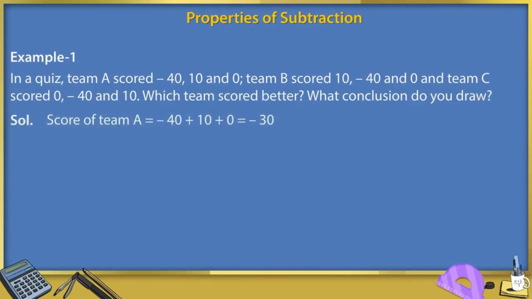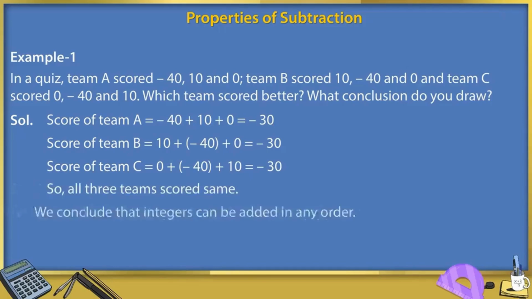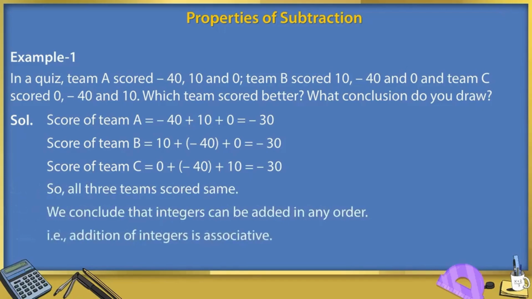Solution. Score of Team A is equal to -40 plus 10 plus 0, which is equal to -30. Score of Team B is equal to 10 plus (-40 plus 0), which is equal to -30. Score of Team C is equal to 0 plus (-40 plus 10), which is equal to -30. So, all three teams scored the same. We conclude that integers can be added in any order, that is, addition of integers is associative.